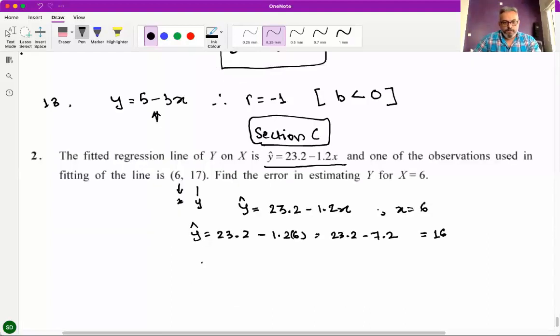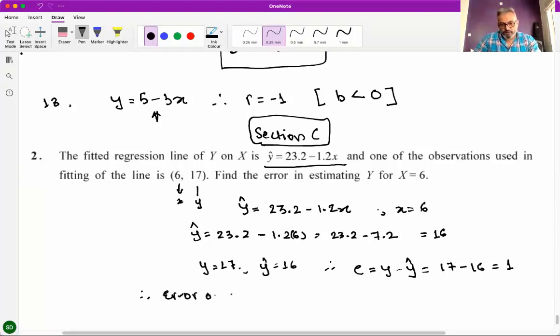Now y is equal to 17 and y cap is equal to 16. Therefore e is equal to y minus y cap, which is equal to 17 minus 16, which is equal to 1. Therefore the error of estimation, this can come for 2 marks, is equal to e, which is equal to 1. Answer.